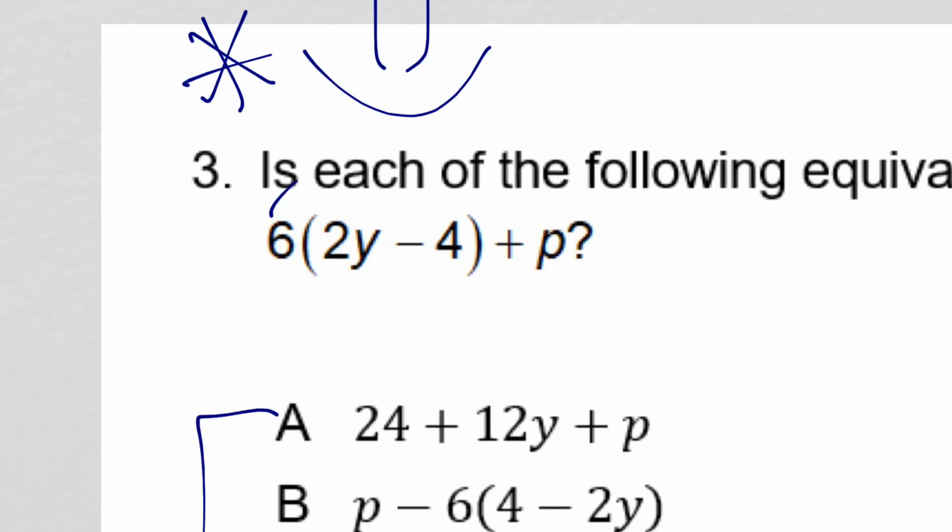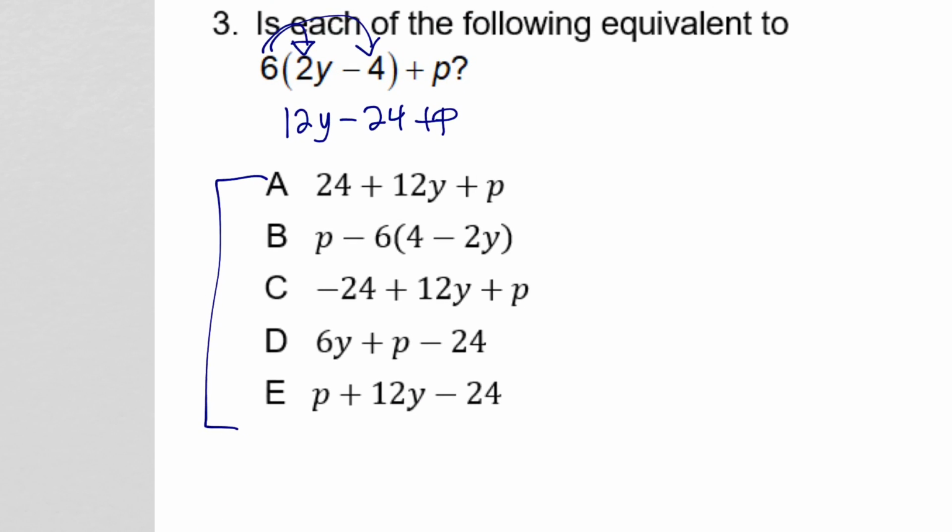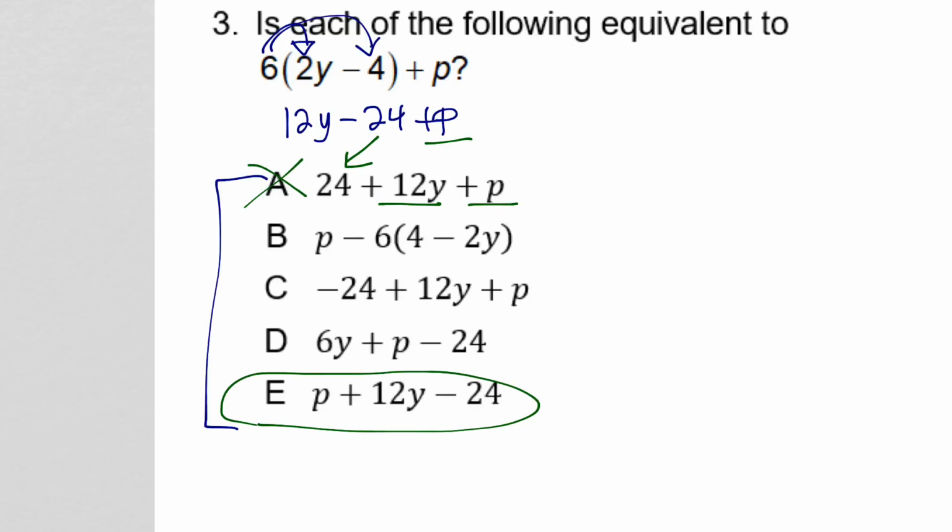So for question 3, if I solve this, this is the distributive property because 6 times 2y is 12y, and 6 times negative 4 is negative 24. I can't combine any of these. They're not like terms. So now I'm just going to check which ones are the same. P is just P, so that one's good. 12y is just 12y, and negative 24 is negative, not positive, so A is out. Now if you check, this one is correct. P plus 12y minus 24 is the same as this one.